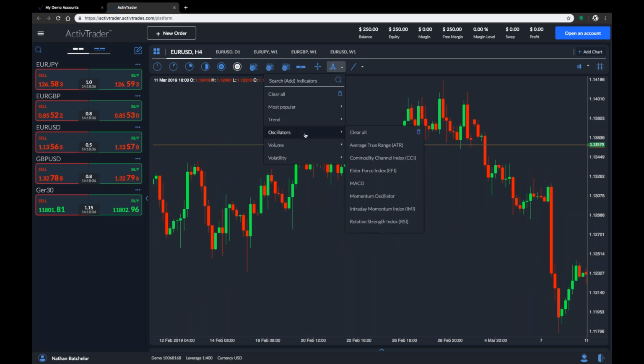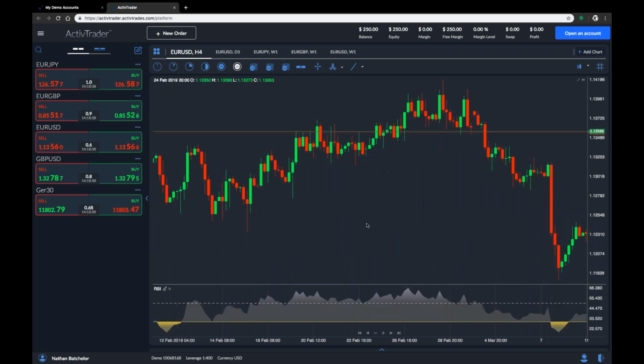All right, the next oscillator that I'd like to use is the relative strength index. And this I probably would use on all time frames.